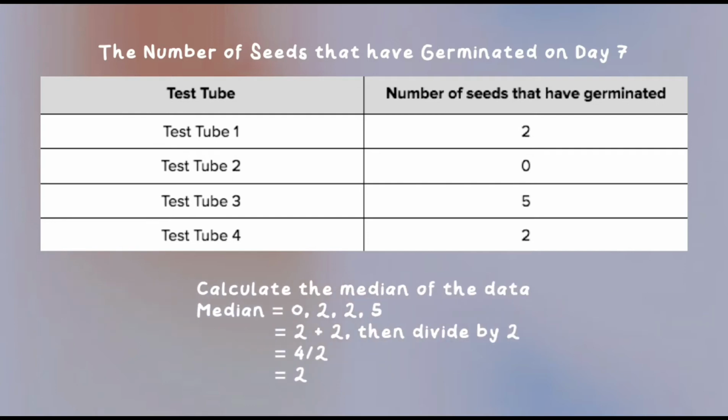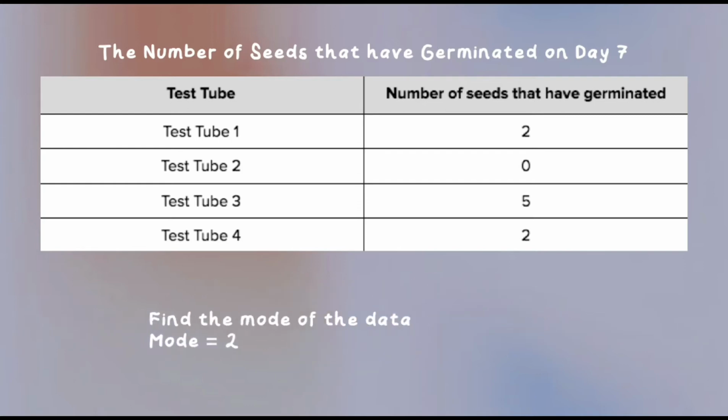Calculate the median of the data. First, you order the numbers from the lowest to the highest, and then find the middle numbers, those are 2 and 2. So 2 plus 2, then divide by 2. 4 divided by 2 equals 2. Find the mode of the data, the mode is 2.